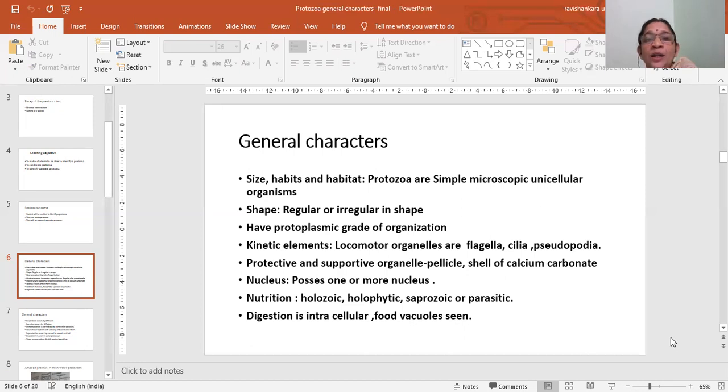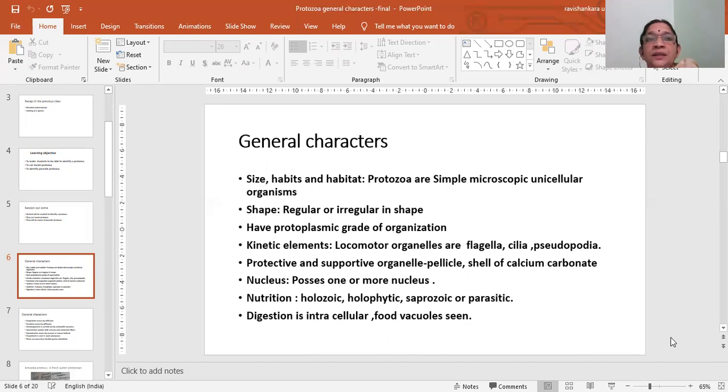If they depend on dead animal material, then they are called saprozoic. If they depend on other organisms' bodies for their existence, survival, as well as nourishment, they are called parasitic. Some of them also live as commensals inside the body of other animals and are mutually benefited with the other animals. Now, the food that is taken in is digested inside the protozoan body. How do they digest the food? The nourishment also includes digestion and absorption.